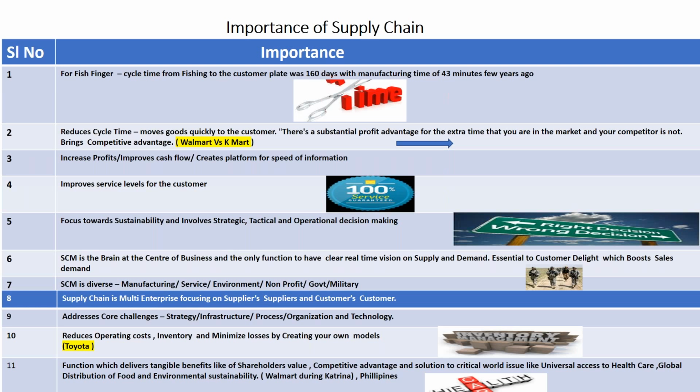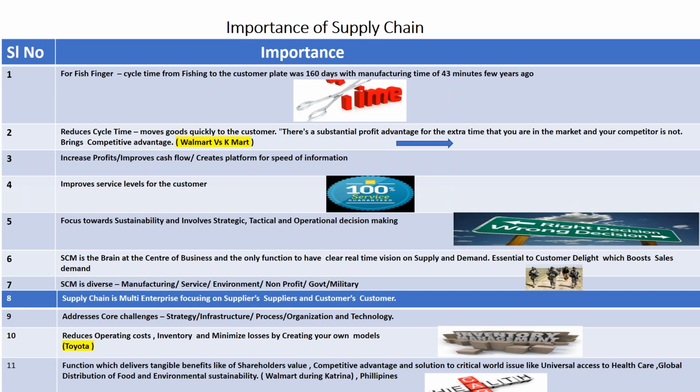Now, immediately this question was addressed, and on war footing this was addressed, and they could reduce the cycle time by 45 days. That was step one, when initial results will be very quick, and later on, step by step, they went in a scientific way and followed the supply chain principles, and they could reduce the cycle time. Now it is 90 days cycle time, standard across. So it reduces cycle time, moves goods to the customer. So there is a substantial profit advantage for the extra time you are in the market.